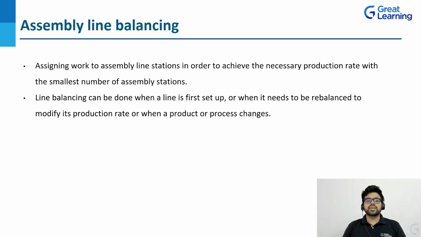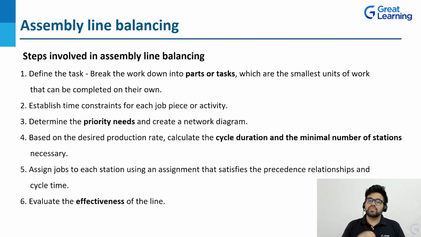So line balancing can be done when a line is first set up or when it needs to be rebalanced to modify the production rate, right? We discussed in the first module about expanding the production line, right? So this is what it means. Modify its production rate, or when a product or a process changes, right? We don't regularly need to change what we are currently doing. We need to set it up in the most optimum manner and continuously go about that. So what are the steps that would be involved in assembly line balancing?